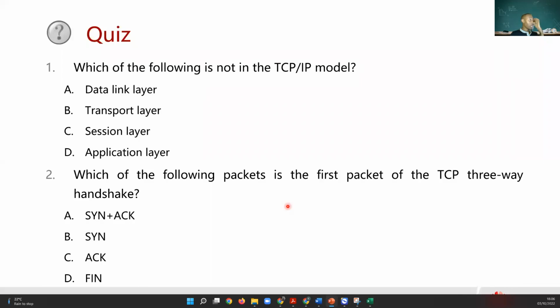So which of the following is not in the TCP/IP model? Remember, it has four layers. I said a number of layers were aggregated. So which one is not there? It is the session layer, right? We have the data link, the transport, the application. Within TCP/IP, we don't have the session. It is only in the OSI.